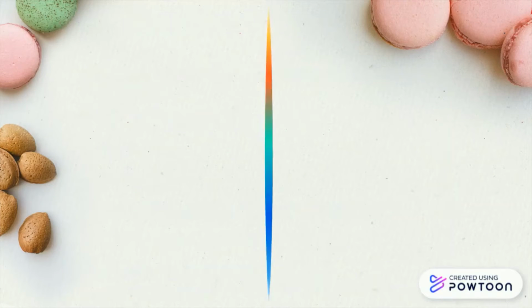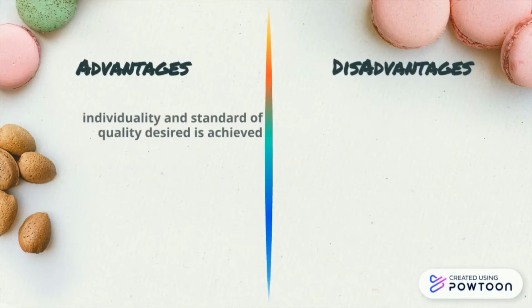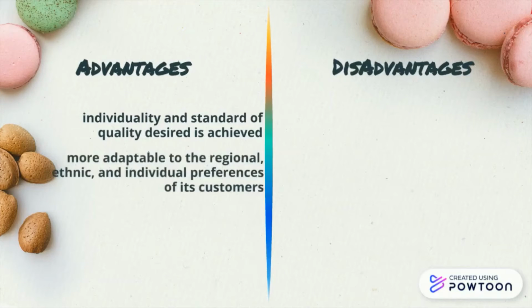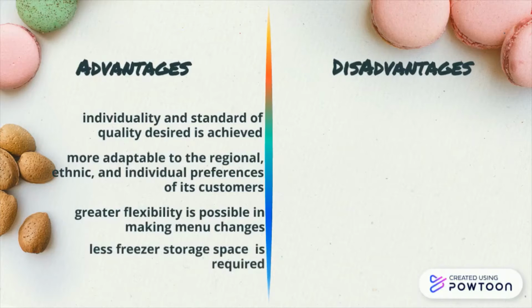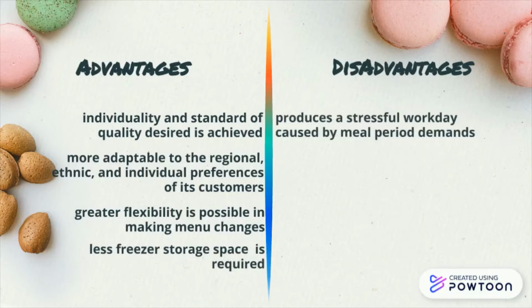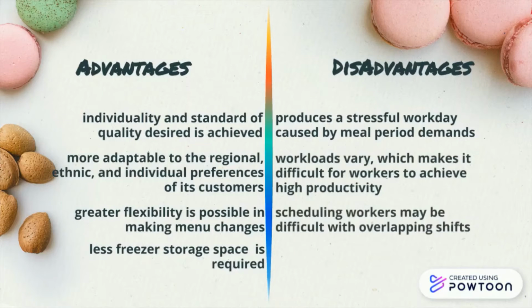The conventional system has its advantages and disadvantages. Its advantages are individuality and standard of quality desired is achieved, more adaptable to the regional, ethnic, and individual preferences of its customers. Greater flexibility is possible in making menu changes, and less freezer storage is required. Its disadvantages are it produces a stressful workday caused by meal period demands, workloads vary which makes it difficult to achieve high productivity, and scheduling workers may be difficult with overlapping shifts.